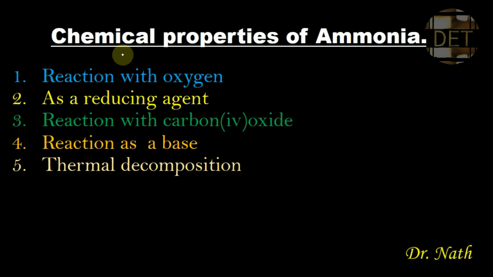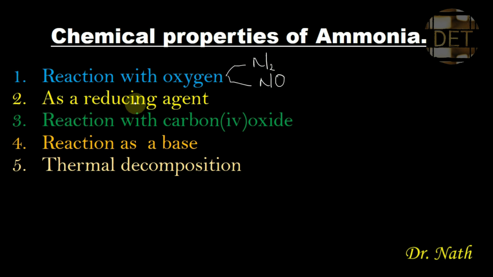So in summary, we have looked at the chemical properties of ammonia. First, we looked at the reaction with oxygen, and there are two scenarios we looked at: when ammonia reacts with oxygen in excess and when it reacts with oxygen in a limited amount. When it reacts with oxygen in a limited amount, it will form nitrogen gas. But when it reacts with oxygen in excess, it will form nitrogen 2 oxide. So this is very important.